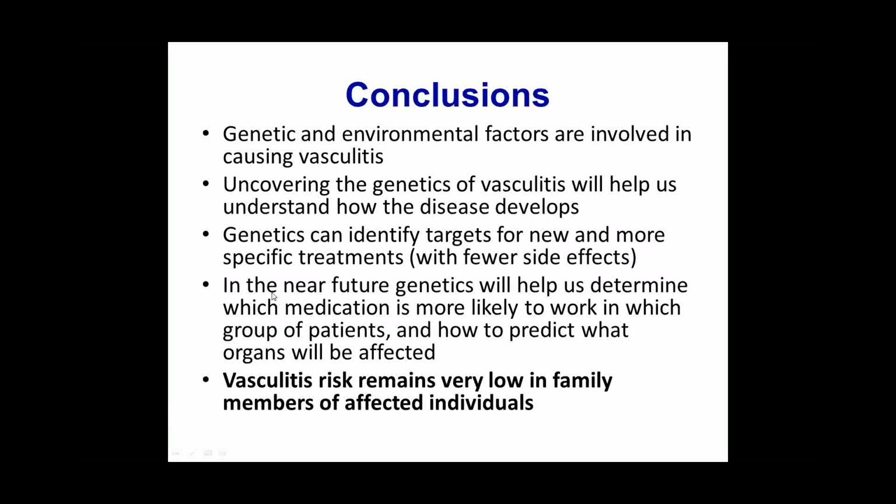And then also, based on the genetic profile, we hope to be able to predict which organ will be affected in these patients, and therefore we can try to prevent by more frequent monitoring, more aggressive monitoring, and so on in specific individuals. And very important take-home message here is the risk of vasculitis remains very low in your family members, as I demonstrated with the example I showed you in GPA.